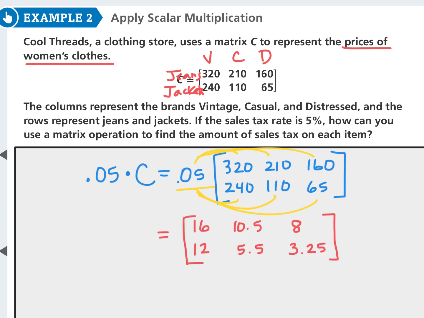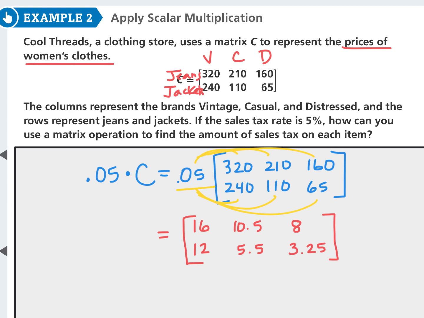And so what this represents then in context of this problem is that these output values are the amount of sales tax that would be applied to the original values. So you can see this would be really helpful if we were talking about a large amount of data from a company and you were wanting to apply something to like an entire spreadsheet, for instance. That's where this kind of concept would come in.